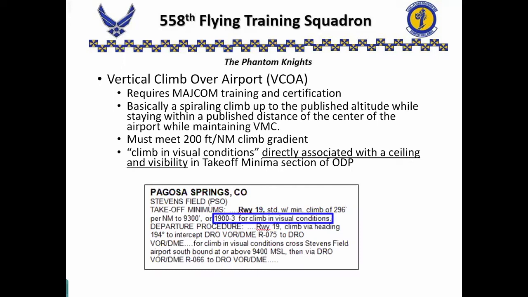And if we take a look at our example here, Stevens Field in Pagosa Springs, we see it says takeoff minimums runway 19 or 1903 for climb and visual conditions. So those are the magic words, climb and visual conditions. However, that has to be directly associated with the ceiling and visibility. If all it said was climb and visual conditions, that would not be considered a vertical climb over the airport.